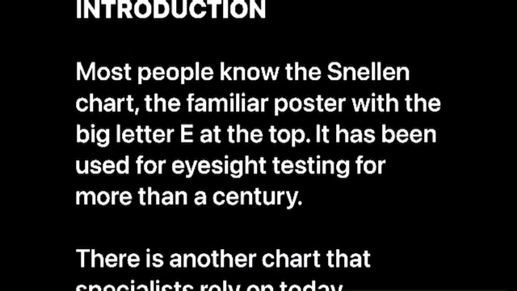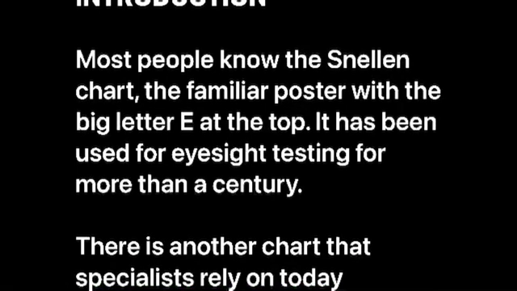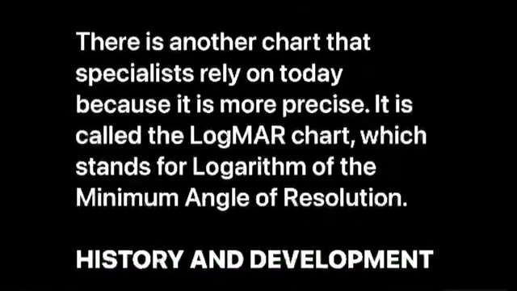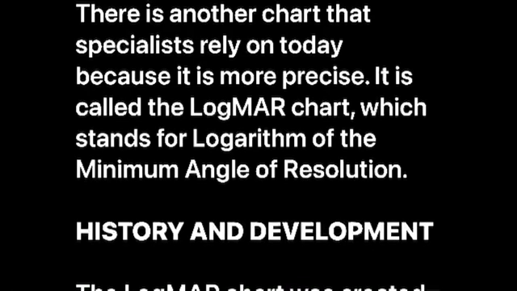Introduction. Most people know the Snellen chart, the familiar poster with the big letter E at the top. It has been used for eyesight testing for more than a century. There is another chart that specialists rely on today because it is more precise. It is called the LogMAR chart, which stands for Logarithm of the Minimum Angle of Resolution.